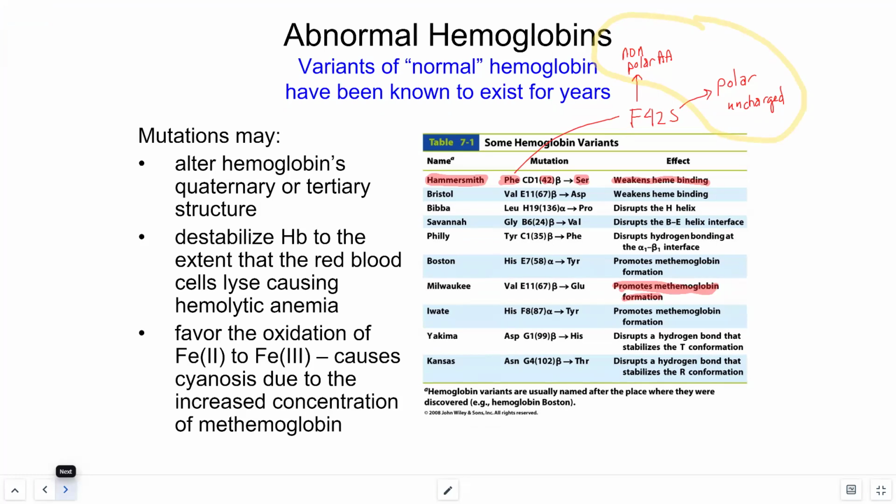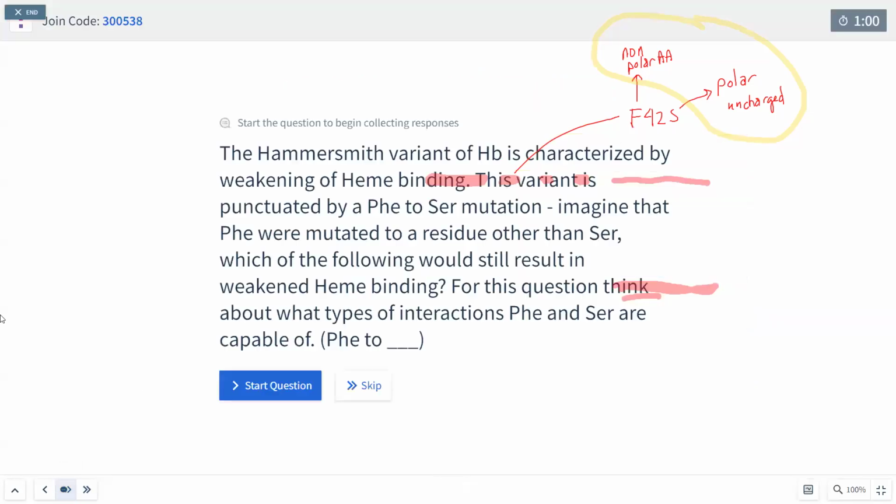Okay. And in addition to that, you could expect a question from me that asks which amino acid mutation would be less likely to cause any significant effect. For instance, in this question right here. So here's our first Top Hat question.